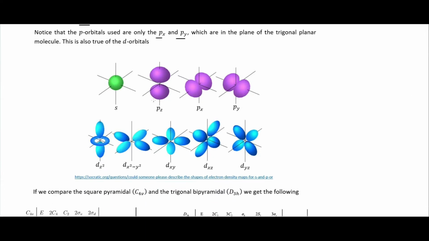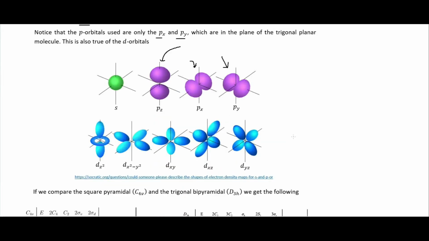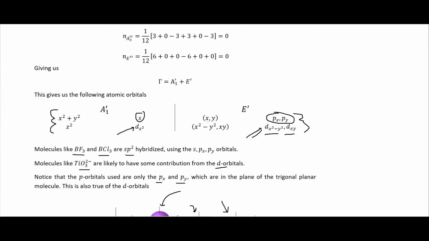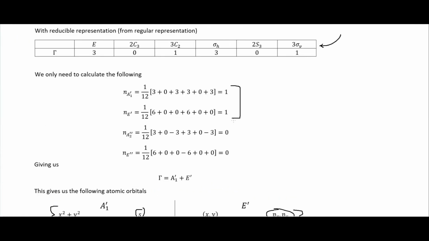So these are the orbitals right here, and we see the pz is sticking up above and below the plane, where the px and the py are in the plane. And we see up here that we also have the dx squared minus y squared and the dxy, and those are in the plane as well. That's why those are possibilities for being used in the hybridization here, because those would be in the plane of these bonds in our trigonal planar molecule.